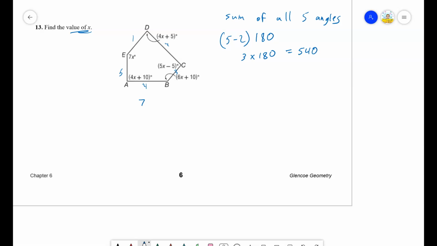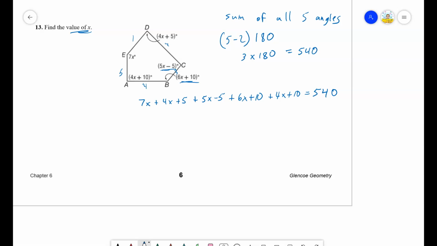I have these 5 angles. 7x plus 4x plus 5 plus 5x minus 5 plus 6x plus 10, and then finally plus 4x plus 10. So we'll double check, make sure we got 5 angles there. 1, 2, 3, 4, 5, and they are 7x, 4x plus 5, 5x minus 5, 6x plus 10, which is a little busy, hard to look at, and then 4x plus 10. So it looks like I have them all, and they all add up to 540.